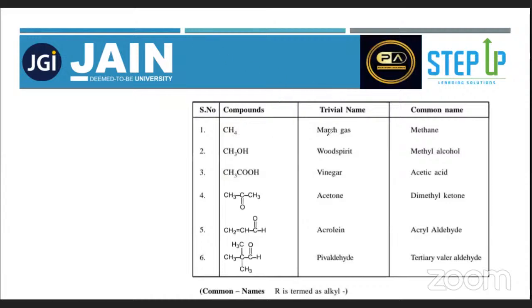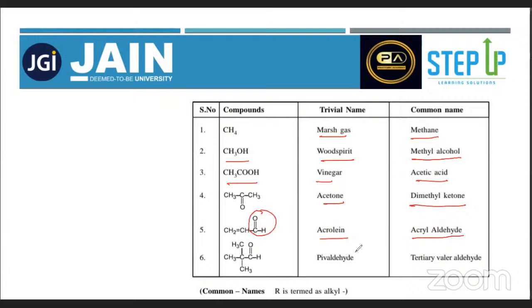See, this compound is marsh gas. The common name is methane. The IUPAC name is also methane. CH3OH is wood spirit. The common name is methyl alcohol. This is vinegar, common name acetic acid. The IUPAC name for this will be ethanoic acid. We will come to that. This is acetone, trivial name dimethyl ketone. Acrolein, acryl aldehyde, because you have an aldehyde group present here.